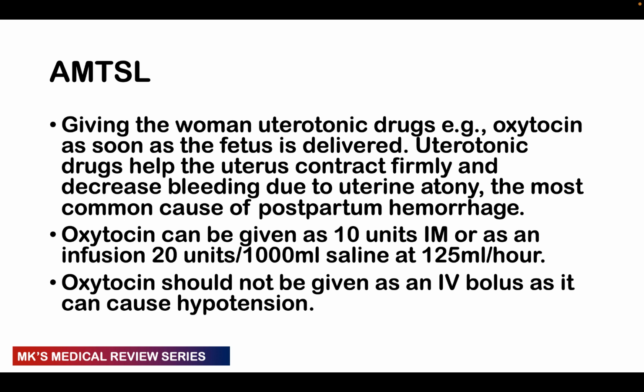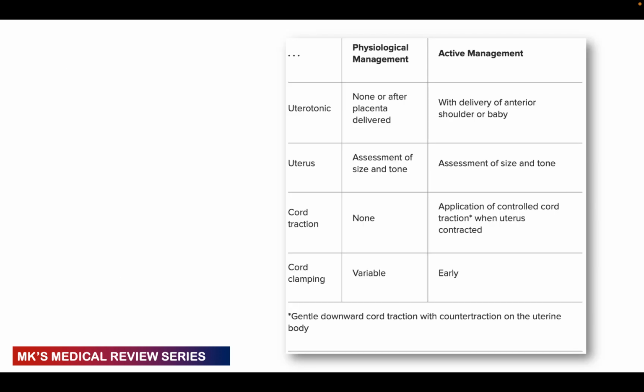Remember that the oxytocin is going to be given as 10 international units intramuscular, or as an infusion of 20 international units in 1000 mLs of normal saline that can run at 125 mLs per hour. And remember that oxytocin shouldn't be given as a bolus because it can cause hypotension.